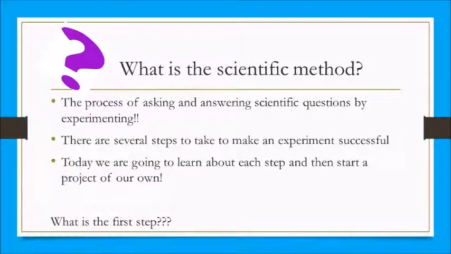So we're going to start by asking what is the scientific method, and it's the process of asking and answering a question through experimenting, and there are several steps and we're going to talk through all of them, and we're going to start with the first one and end up with the conclusion and the summary at the end.